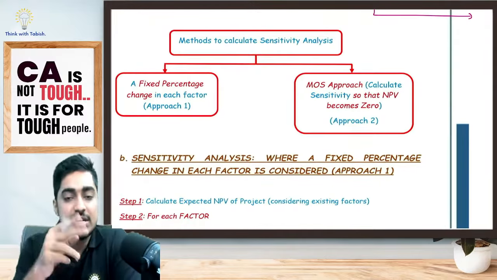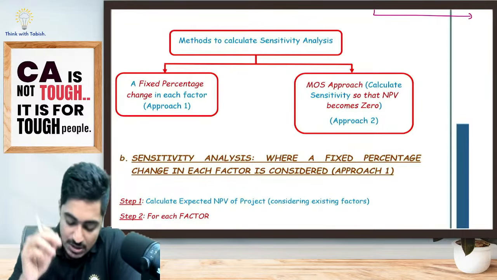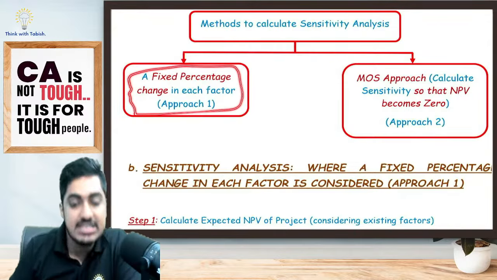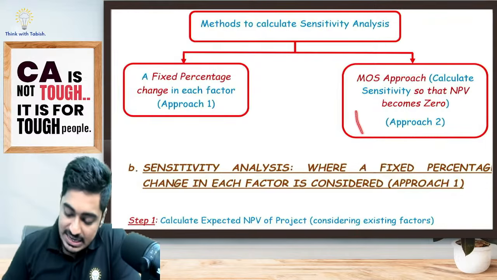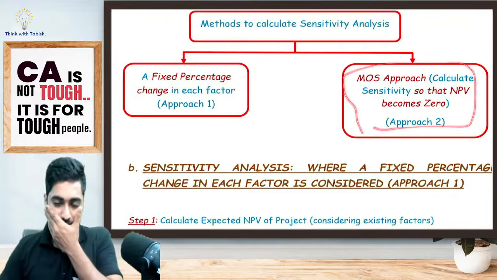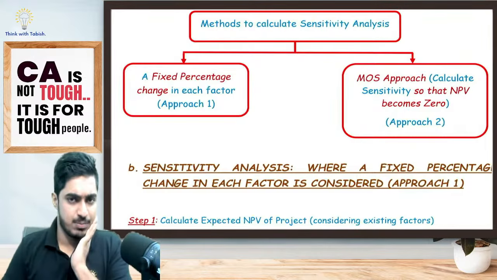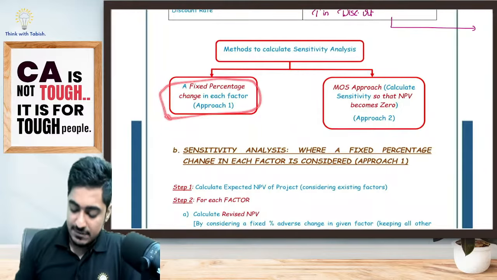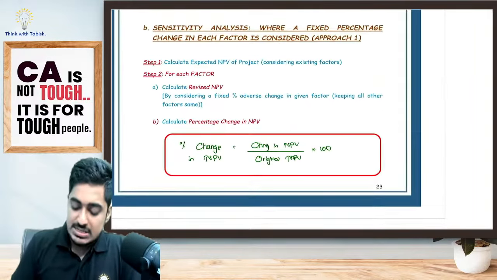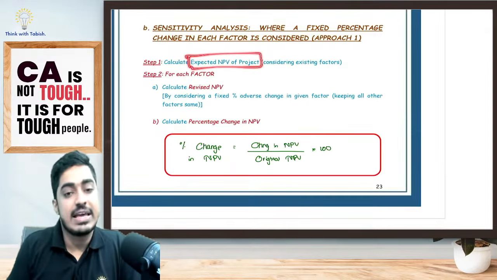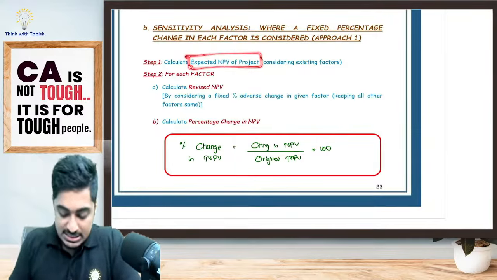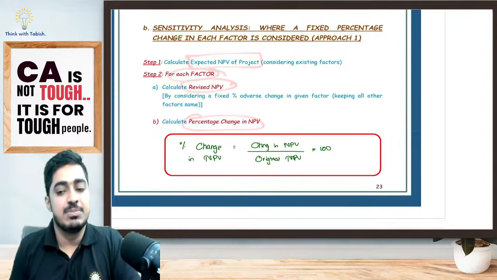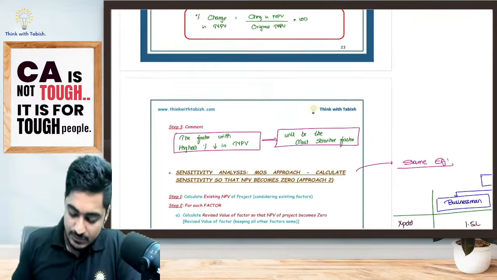There are two methods to calculate sensitivity analysis. First is wherein I am considering a fixed percentage change in every factor. Second is margin of safety approach. The question will tell you which approach to follow. Okay. First, a fixed percentage change in every factor. What we have to do? Simple. Existing NPV I will calculate. When that factor changes, I will calculate the revised NPV and the percentage change in NPV. Based on that, I will give a decision.